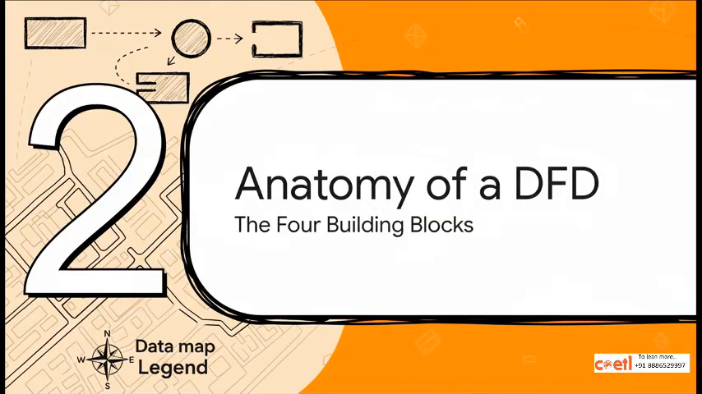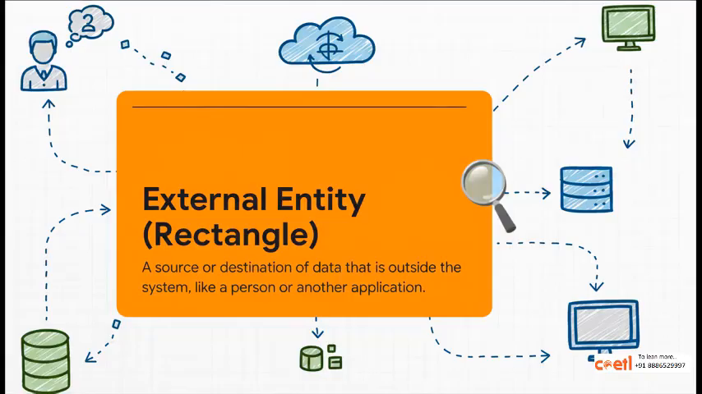Okay, now that we've got that cleared up, let's look at what actually makes up a DFD. And the great thing is, it's super simple. There are only 4 basic building blocks. Think of this as the legend for our data map. First up, we've got the external entity, which you'll see as a plain old rectangle. These are the sources and destinations of data that exist outside of the system we're mapping. They are the start and end points of any data journey. This could be a person, like a customer, or maybe it's another system entirely.